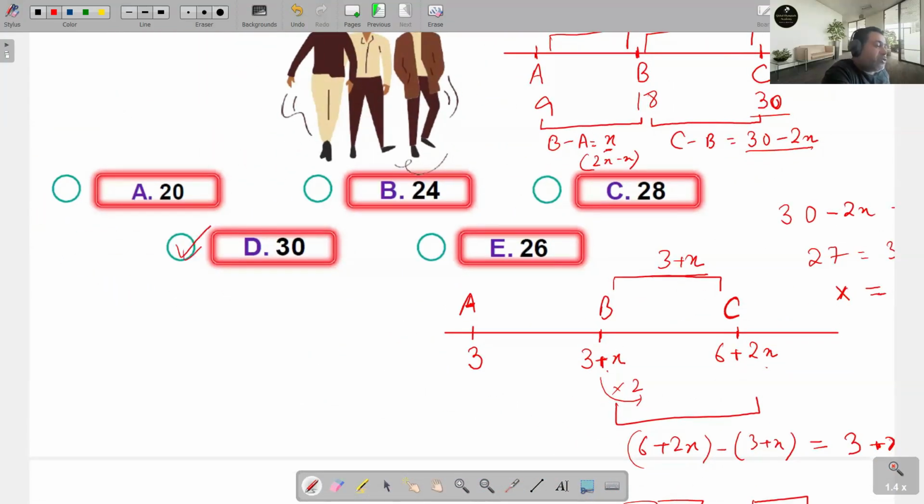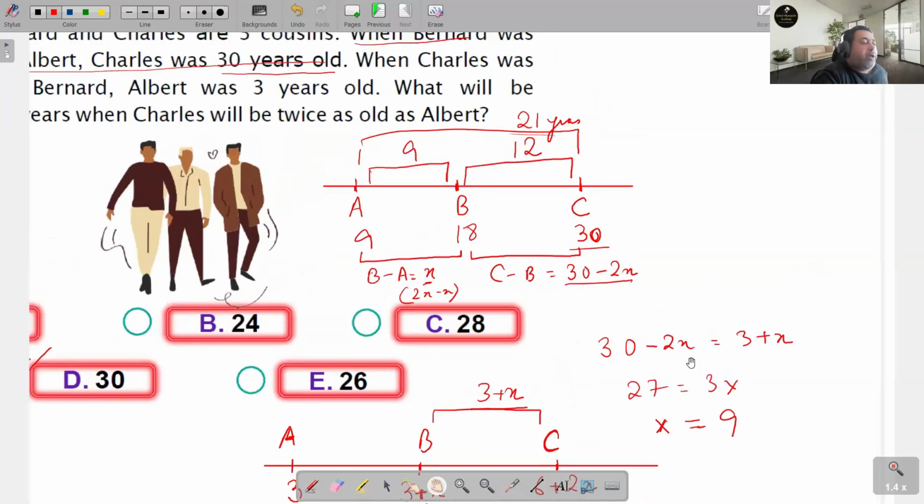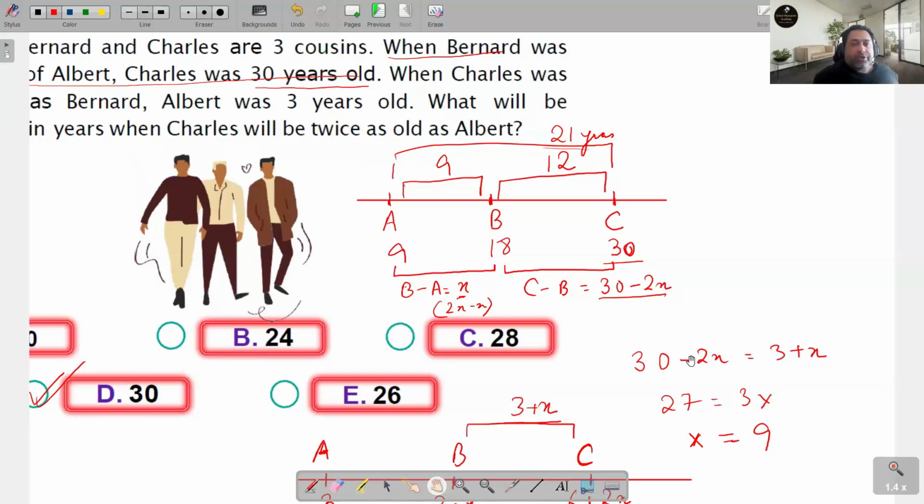There are many other ways you can form the equations. I've just shown you one of the ways of doing it. You can take any other condition also and try and form the equations and solve this question. All right, we'll move on to the next question.